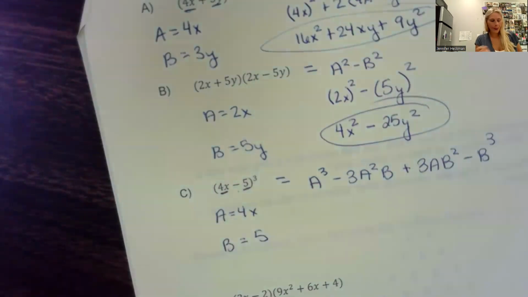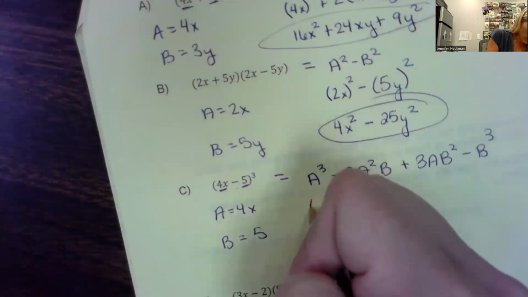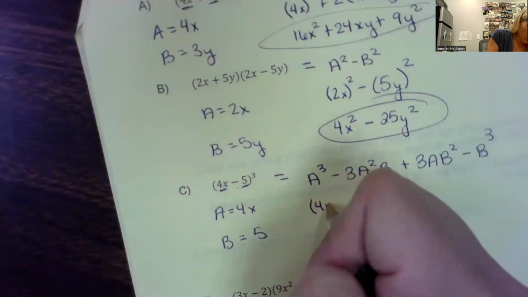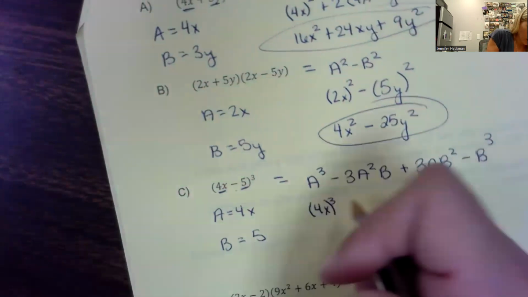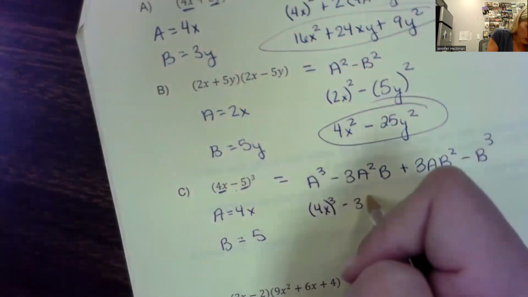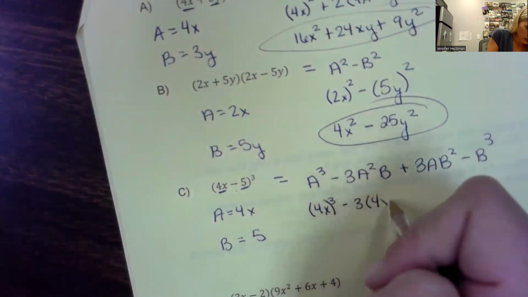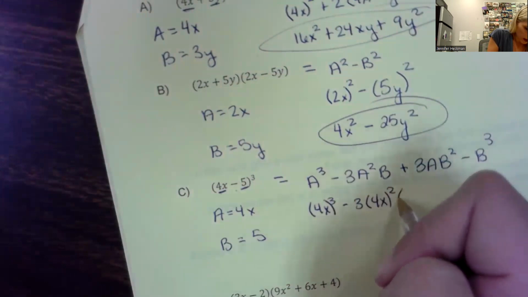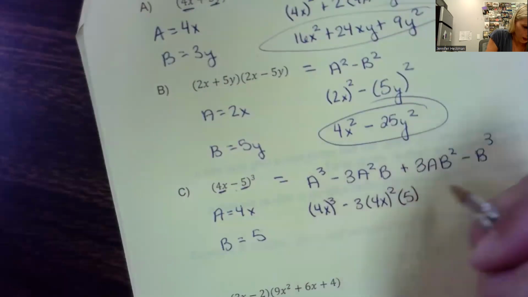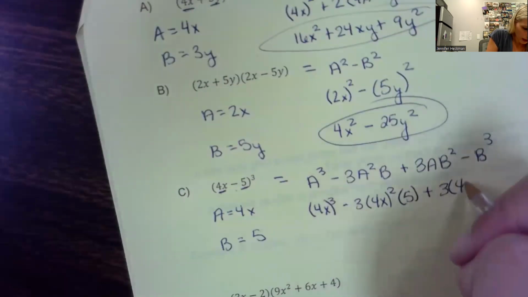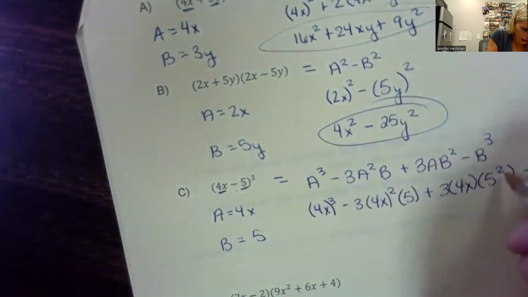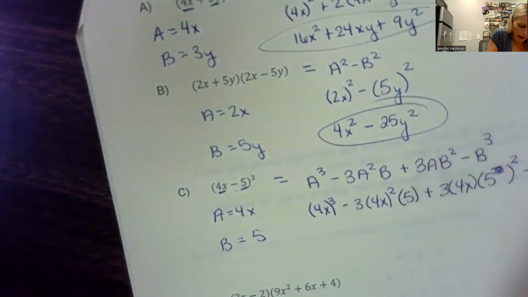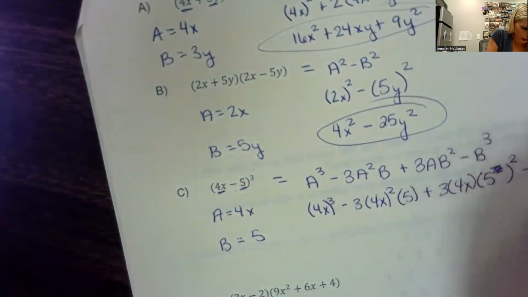You see that? Okay, so let me write that in. So 4x cubed, like that. There we go. Minus 3 times our a squared times b, plus 3 times a times b squared, minus, yeah, like writing everything out nicely, 5 cubed.